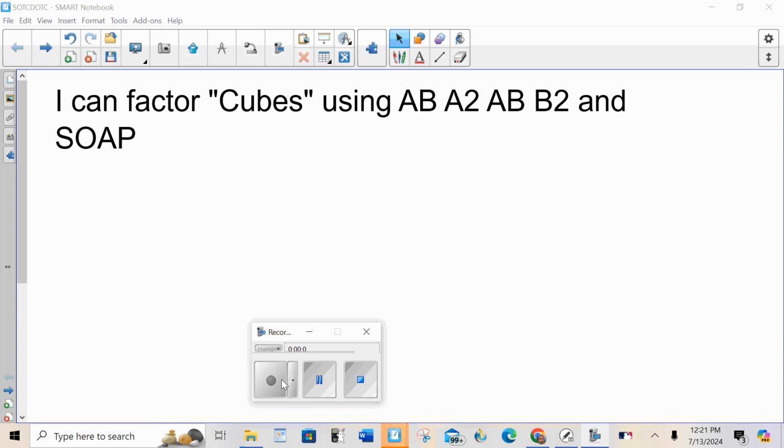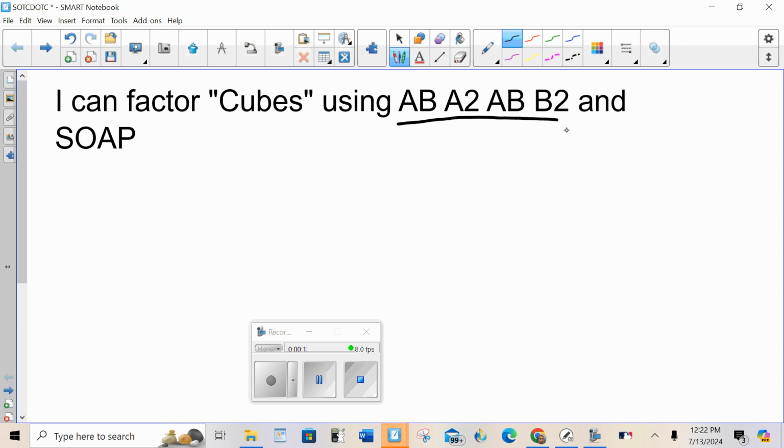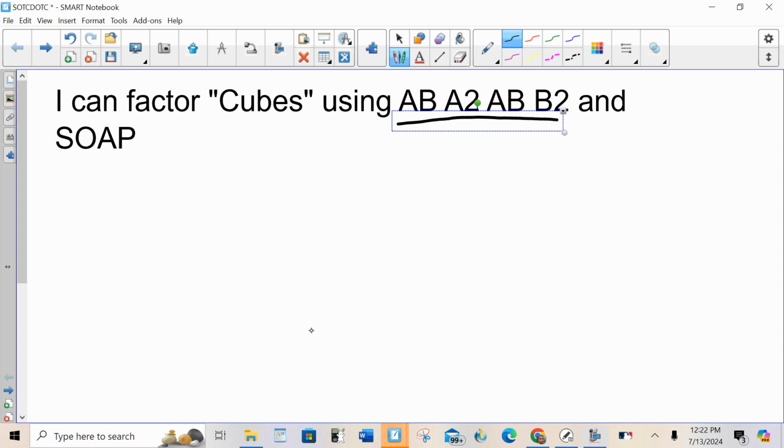Hello. I can factor cubes, meaning sum of two cubes and difference of two cubes, using (a−b)(a²+ab+b²) and SOAP. Basically, there are two formulas for sum and difference of two cubes, one for sum, one for difference. They're very similar, and we want to just have those memorized. So we have a cubed minus b cubed equals, and a cubed plus b cubed equals.